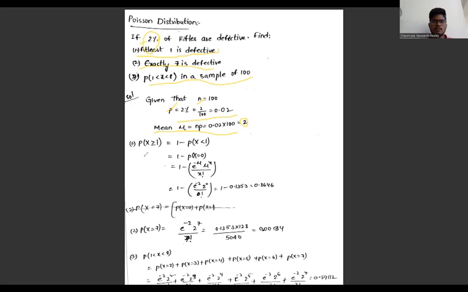After calculating the mean, we dive into the calculation of at least one defective. For at least one defective, we only have to calculate 1 minus 0 defective, right? That's why 1 minus P of x equals 0. By plugging the values into the function, we get 0.8646. That's the probability we wanted here.